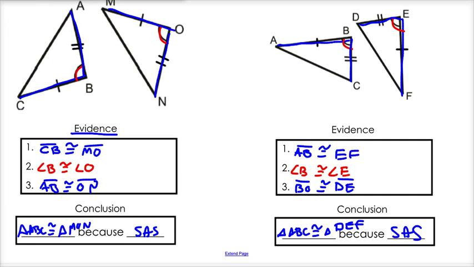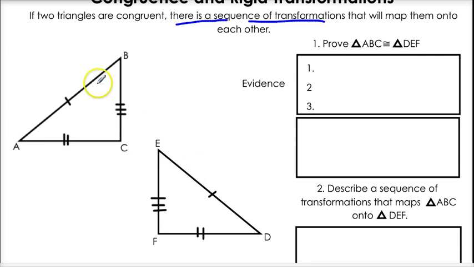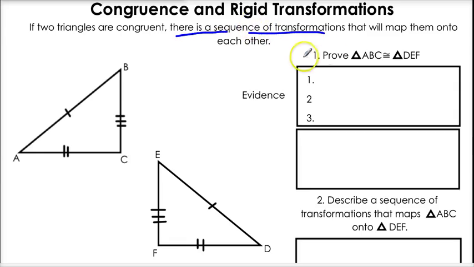Evidence, conclusion. All right, for the final part of this lesson, we're going to show that if two triangles are congruent, there are a set of rigid transformations that will map them onto each other. So if two triangles are congruent, there is a sequence of transformations that will map them onto each other. And that makes sense, right? If these two triangles are congruent, they should fit right on top of each other. And if they fit right on top of each other, we should be able to write the transformation that would make that happen. Okay? So first thing we're going to do is prove that ABC is congruent to DEF.